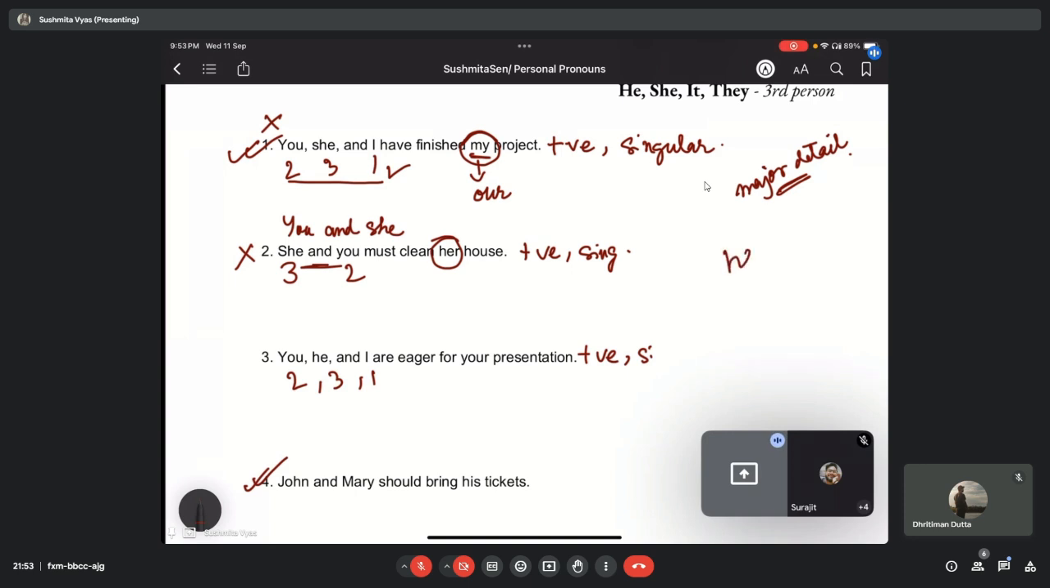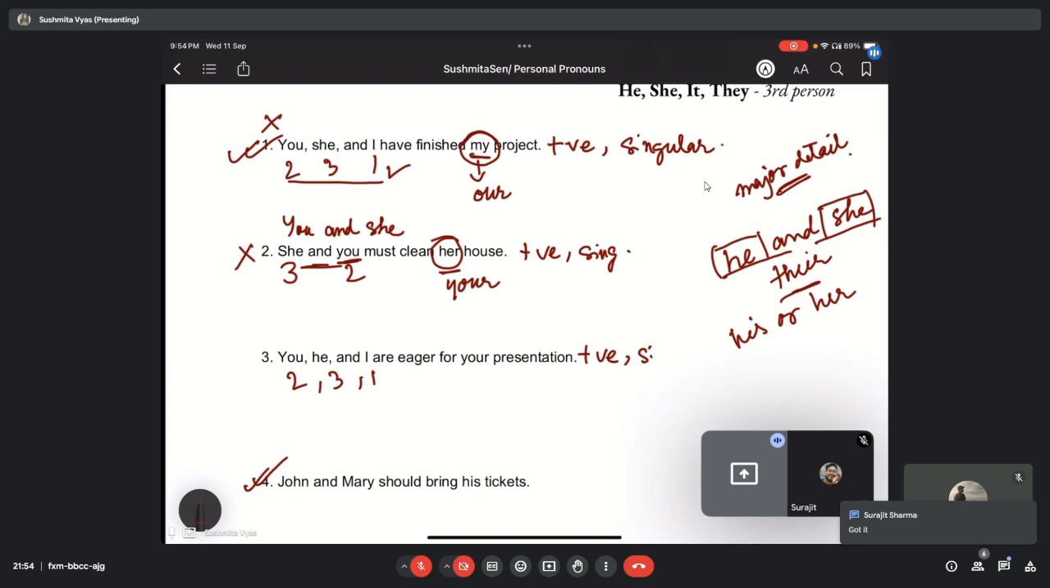See, there will only be there if you are talking about he and she. If there is a you in this sentence, then the pronoun will be your house. Okay? You and she must clean your house. Do you understand, guys? Their comes only when there is he and she, because we cannot write his or her. In formal English, whenever there is he and she, we will always have to use their.